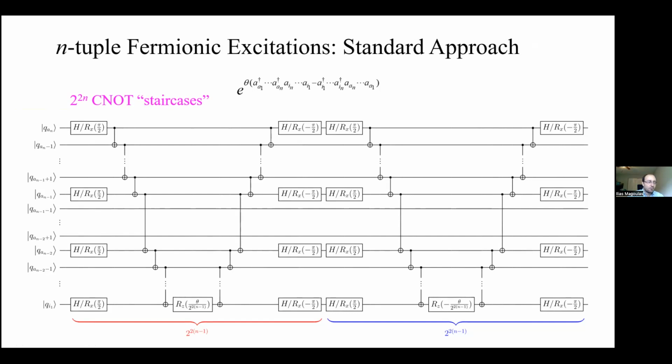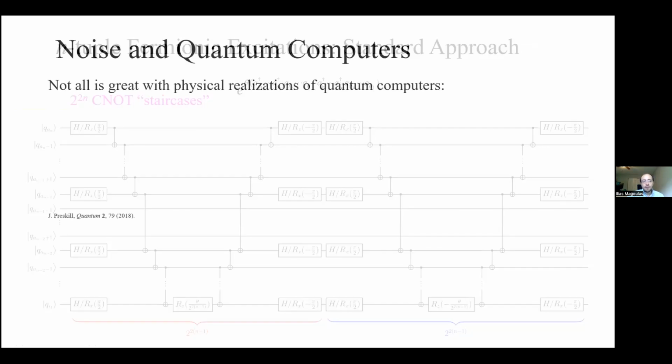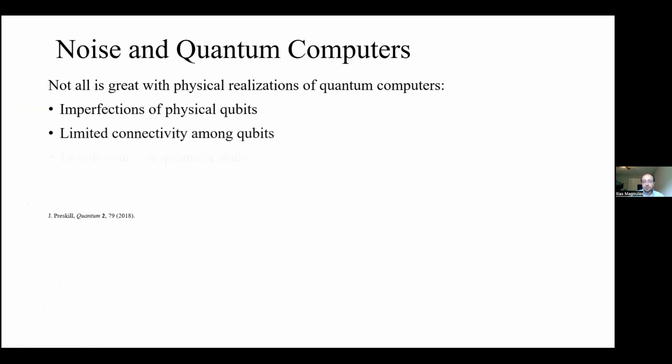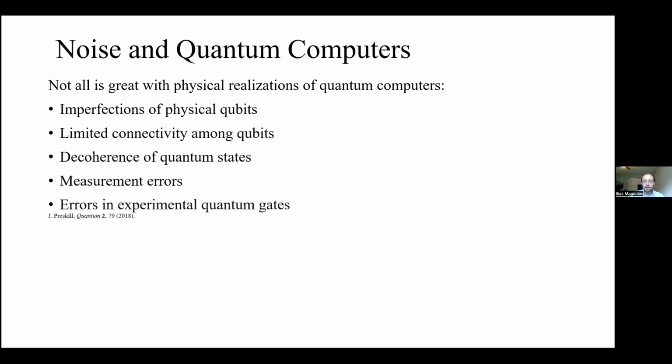So you might be wondering, why do I focus so much on these CNOT staircases? Well, as it turns out, not all is great with physical realization of quantum computers. In fact, the quantum devices that we currently have are plagued by various sources of errors. We have imperfections of physical qubits, limited connectivity among qubits, decoherence of quantum states, measurement errors, and errors in experimental quantum gates. And this last part is what I will focus on.